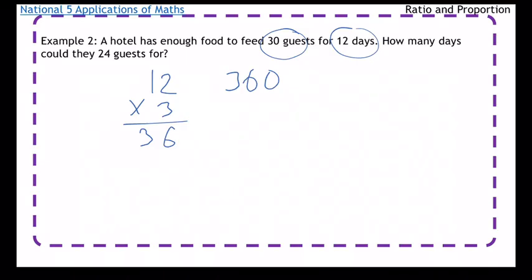Okay, but we've got 24 guests. So what I'm going to do next is I'm going to take 360 and I'm going to divide it by 24. And that's going to tell me how many days I can feed my 24 guests for. So 360 divided by 24 is 15. So that means that I can feed 24 guests for 15 days. And again, if you look at the question, I had 30 guests, I could feed them for 12 days. So if I have less guests, you would think you could feed them for more. And that makes sense because I got 15 days as my answer.